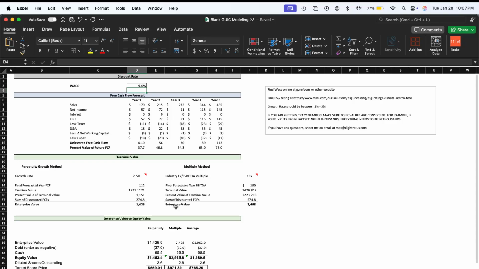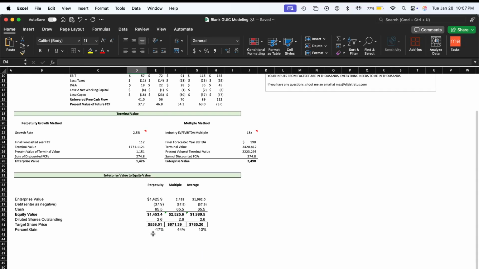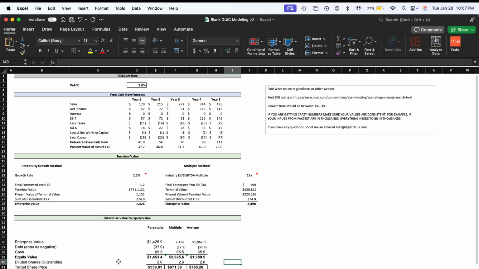And so I think around 9% is probably fair, but this is how you value the company, using the perpetuity growth method, right? Which is just this up here. And then this is with the multiple method again here. And this is the average. And so that's my quick tutorial on how you use the Investment Club DCF.